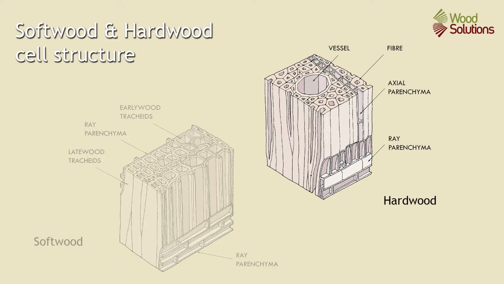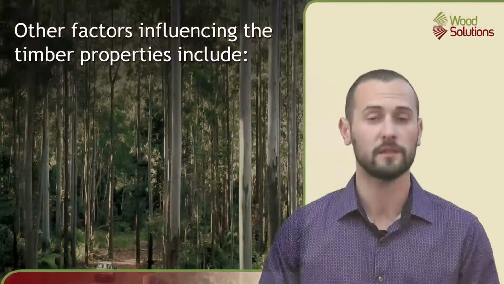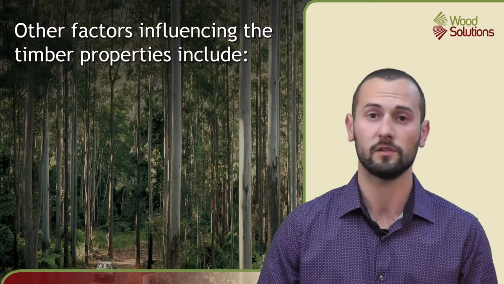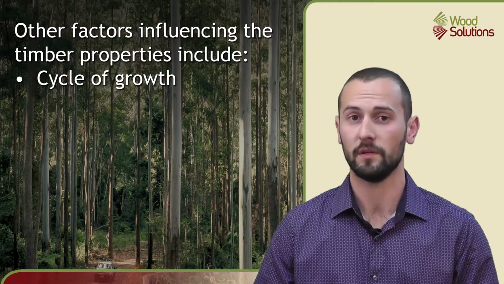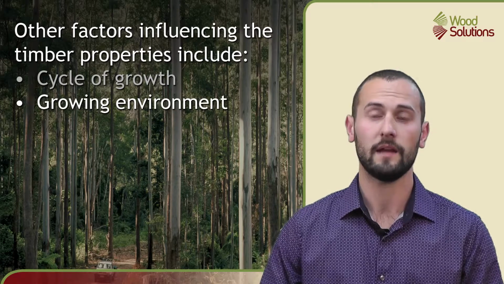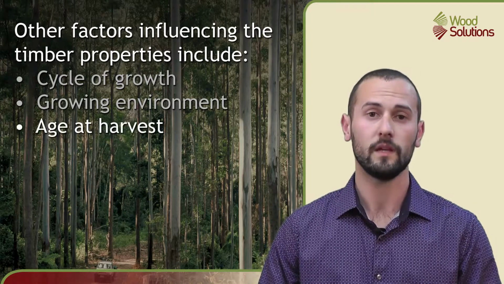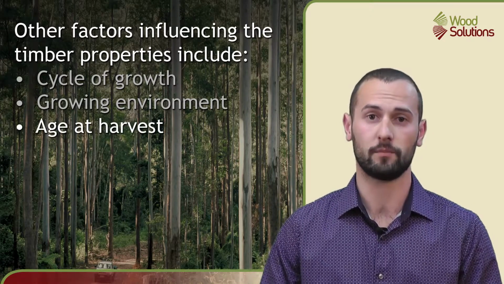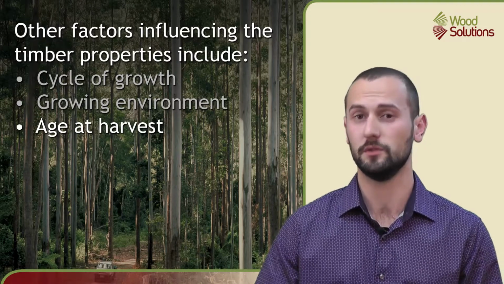In addition to species characteristics, the timber structure and properties relate directly to the tree's cycle of growth, surrounding environment, particularly climate, and age at harvest. Differences in the wood structure and properties lead to different performance in use.